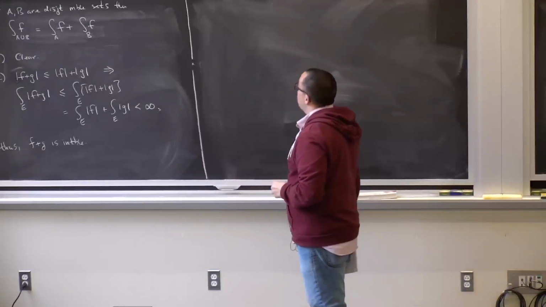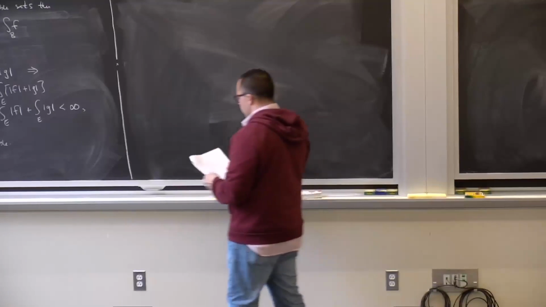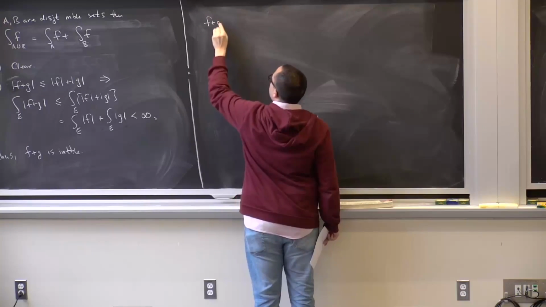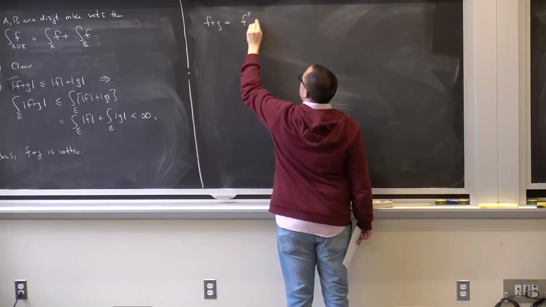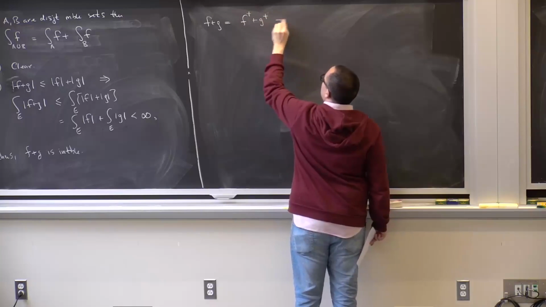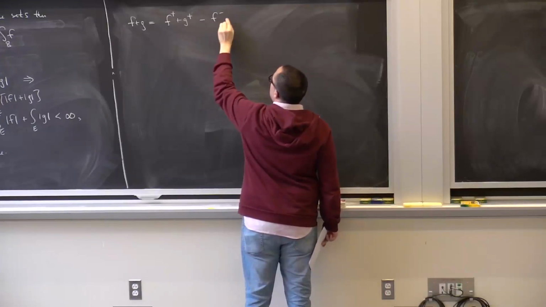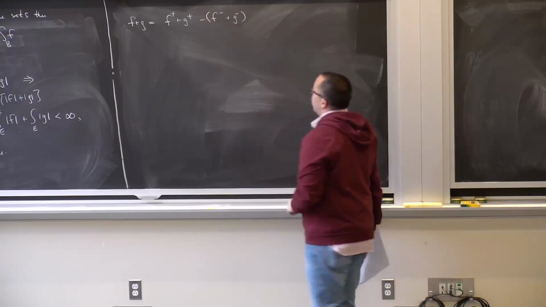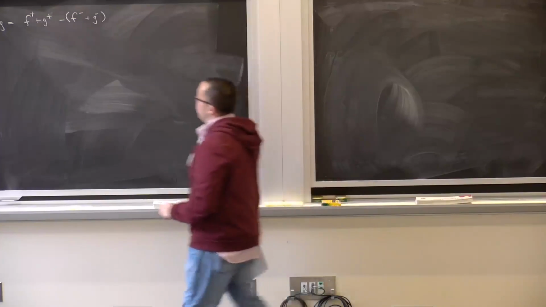Okay? Now, why is the integral of the sum equal to the sum of the integrals? Well, we have f plus g. Splitting f and g into their positive and negative parts, and writing f as f plus minus f minus, I can write f plus g as f plus g plus minus f minus plus g minus.